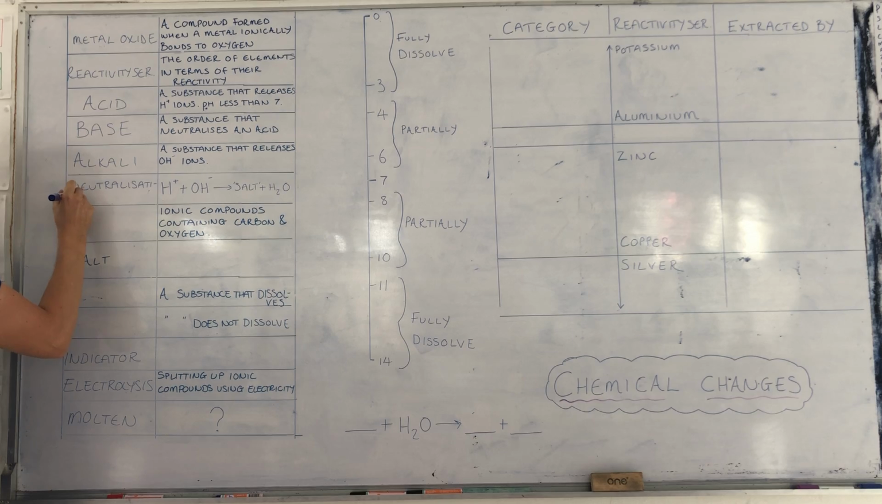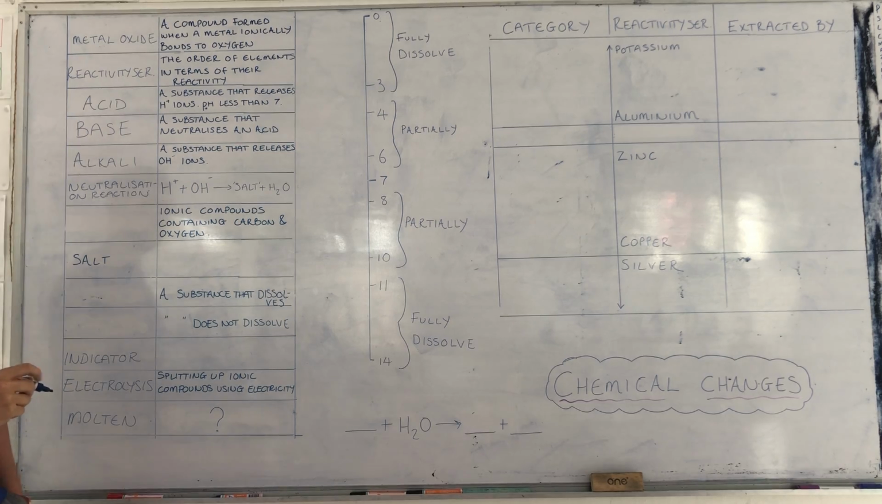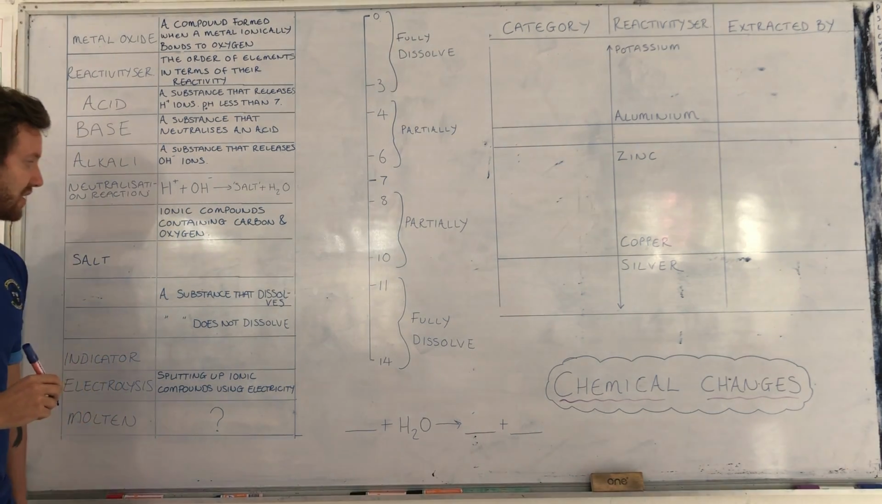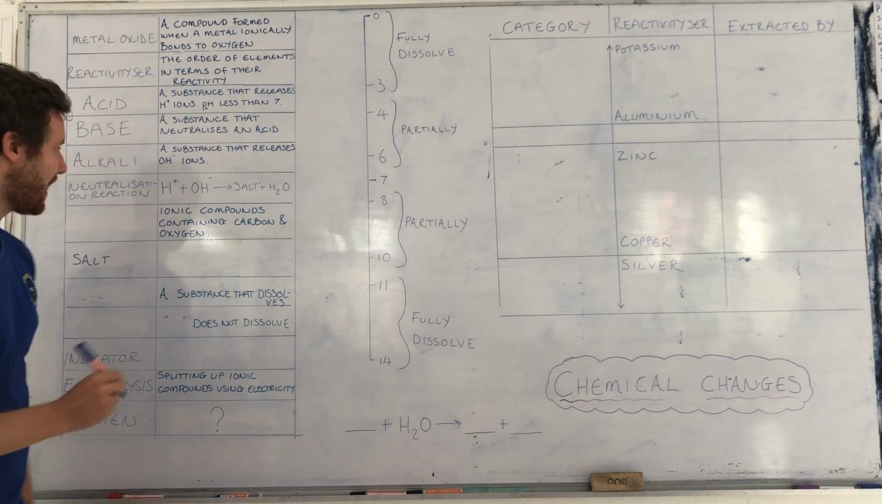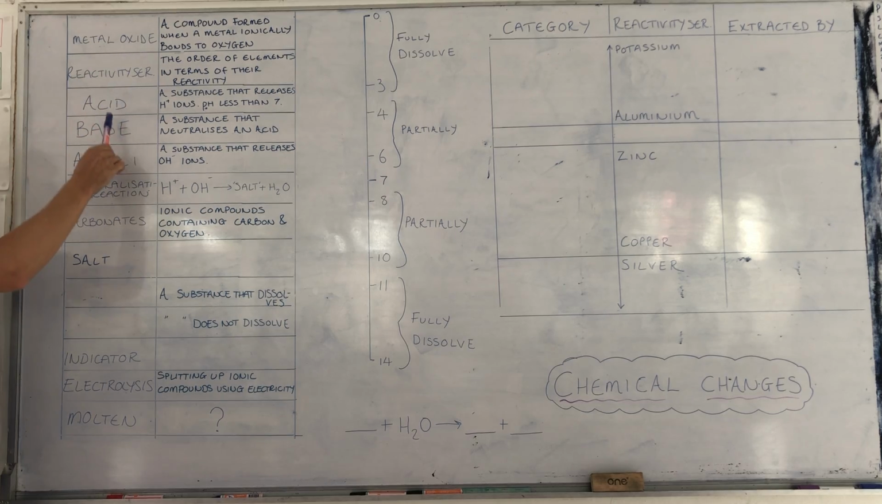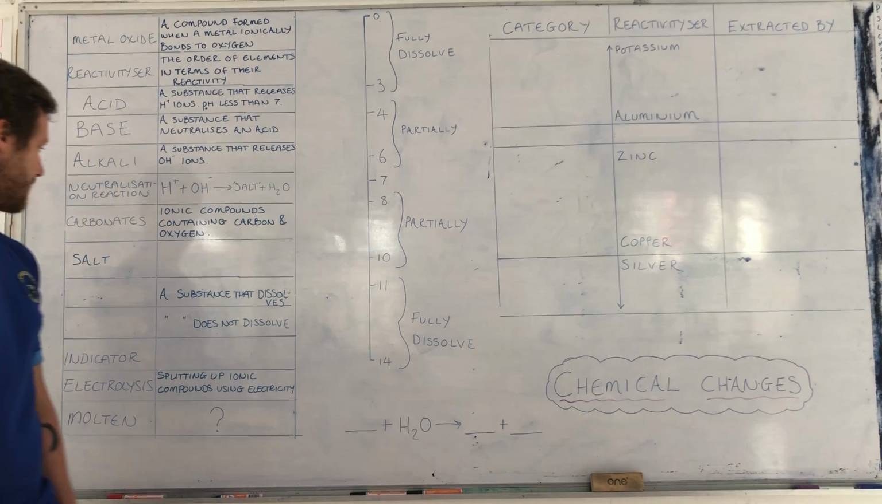We're struggling for room once again. Okay, next one, let's keep going. Ionic compounds containing carbon and oxygen. Tricky one, carbonates. 1, 2, 3, 4, 5, 6, 7. We're halfway there. Great, let's keep going.